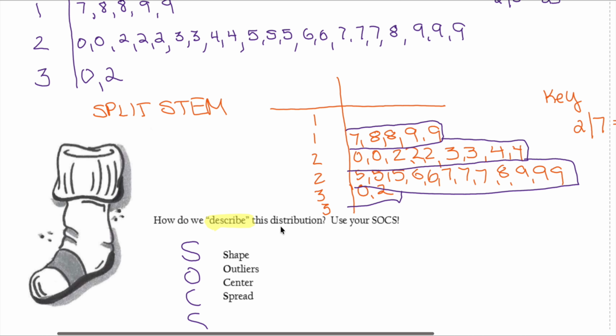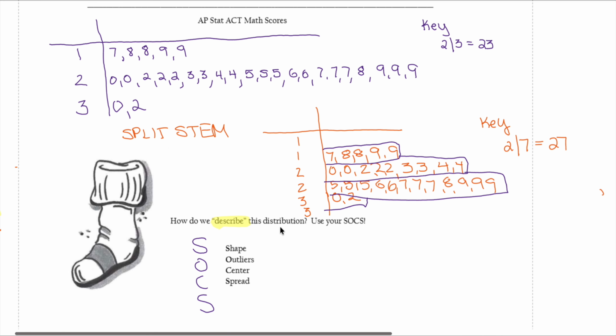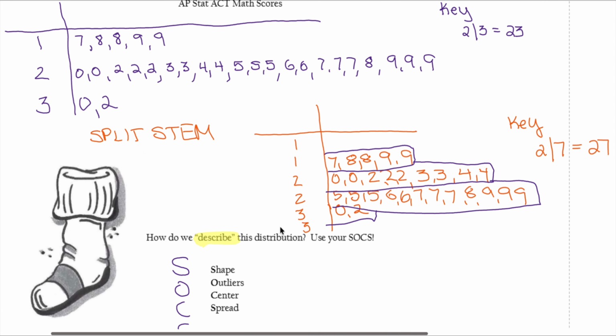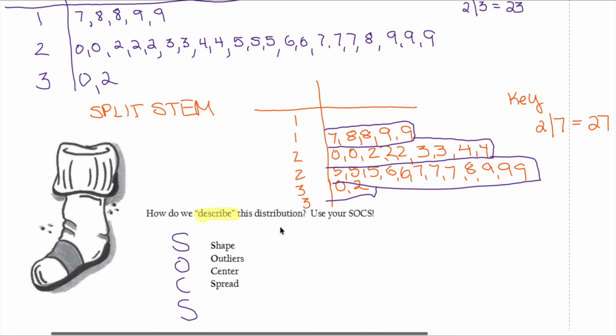So what does each word mean? Shape usually means what your distribution looks like at first look. It can be symmetric, skewed right, or skewed left, and it all depends on your first look. There are a lot of different shapes. It can also be uniform or other things, which we'll talk about later.